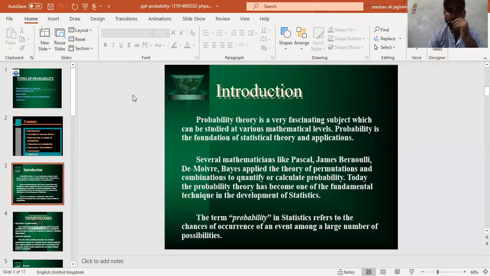Introduction. Probability theory is a very fascinating subject which can be studied at various mathematical levels. Probability is the foundation of statistical theory and application. Several mathematicians like Pascal, James Bernoulli, De Moivre and Bayes applied the theory of permutations and combinations to calculate probability. Probability theory has become one of the fundamental techniques in the development of statistics. The term probability in statistics refers to the chances of occurrence of an event among a large number of possibilities.